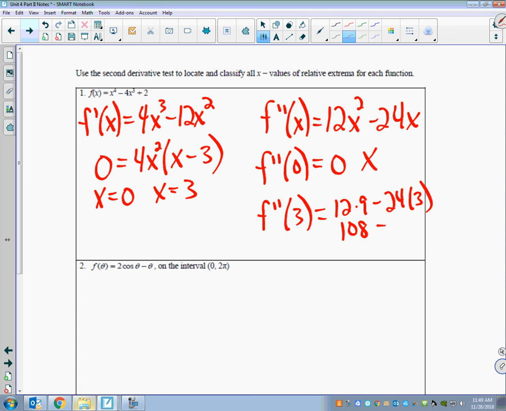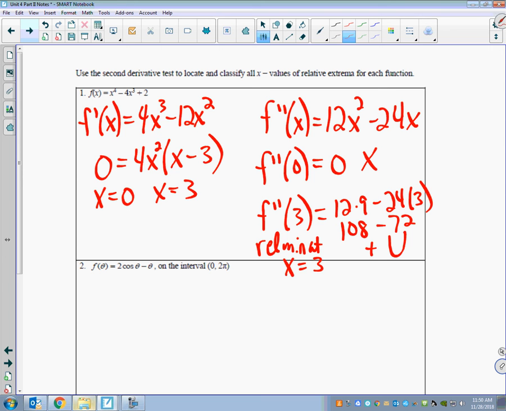And 24 times 3 is 20, 40, 60, 80 something. I don't know. It's positive. I'm going to say that. That's all that matters. That's a positive number. So since it's positive, that means it's concave up. And that means that there is a relative min at x equals 3. 72. That's the 72 I wanted. There you go. Anyway, it's positive.